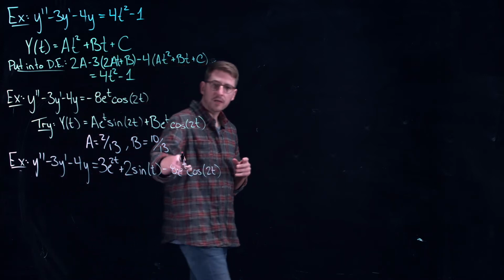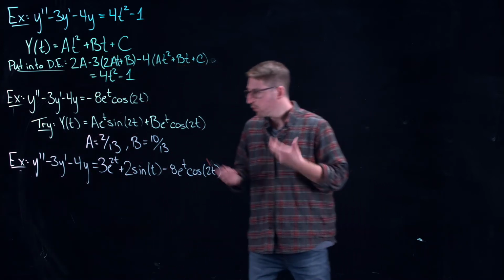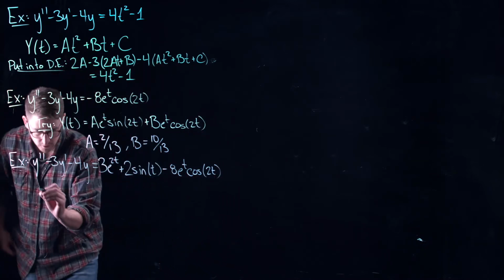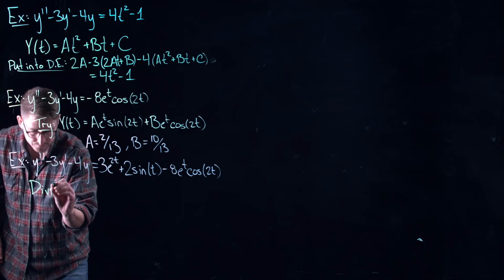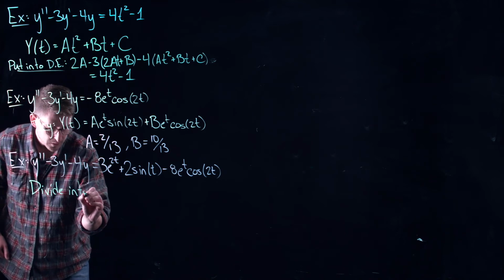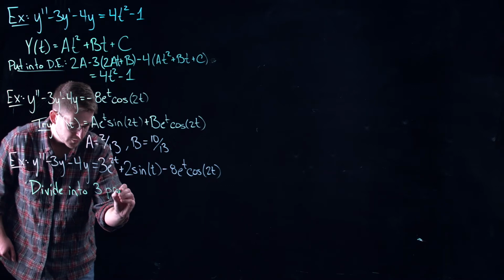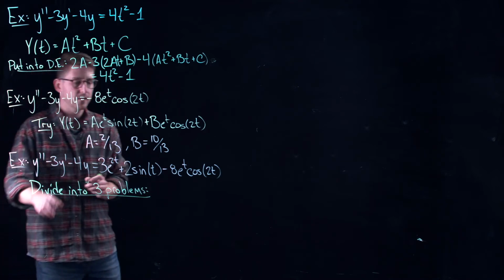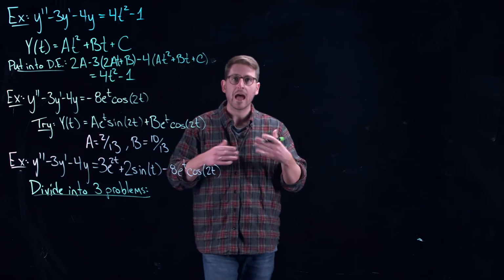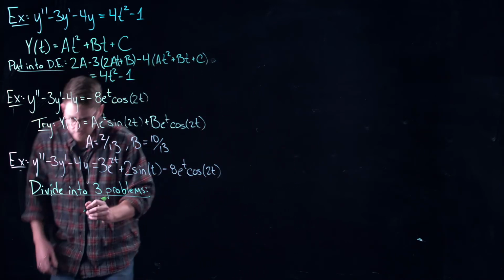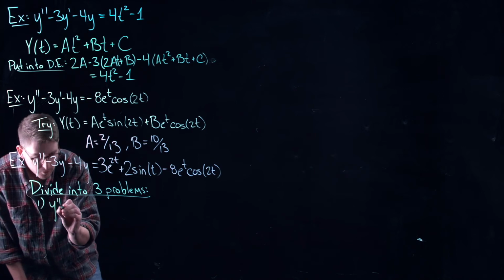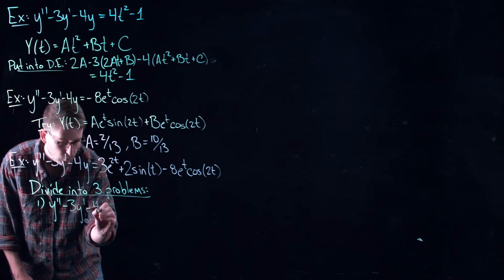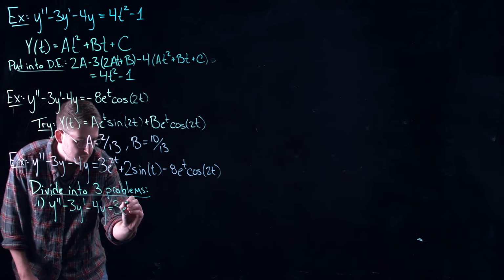That's one big complicated function. But the way that you're going to approach this is basically just evoke the previous examples. So what you're going to do is divide it into 3 problems, and you're going to solve each one of those 3 problems. Then you're just going to add everything together. Remember, this is a linear equation, so I can add up solutions. So the first one, y double prime minus 3y prime minus 4y is equal to 3e to the 2t.